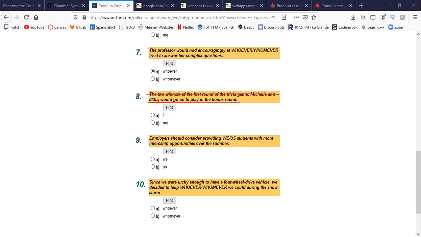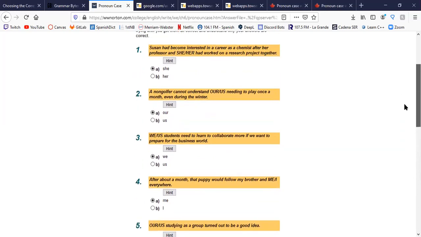In this case, it would be I would go on to play in the bonus round. So I is the only choice that makes sense. You wouldn't say me would go on to the bonus round, go on to play the bonus round. That doesn't make any sense. You would use I. So knowing that, the whole sentence should read, the two winners of the first round of the trivia game, Michelle and I, would go on to play in this bonus round. So the answer here is I. Let me make sure I answered everything. Yep, okay.